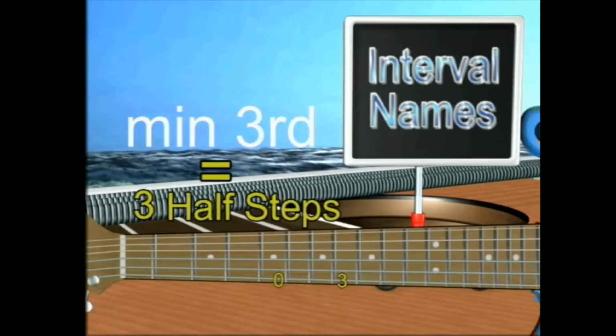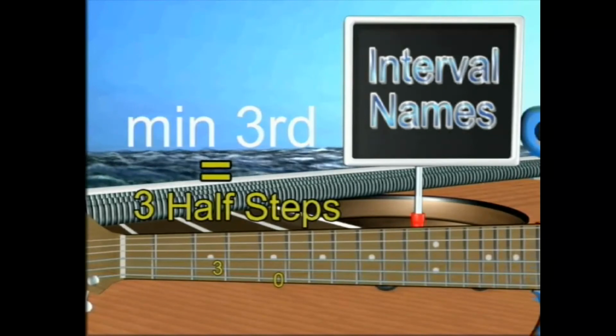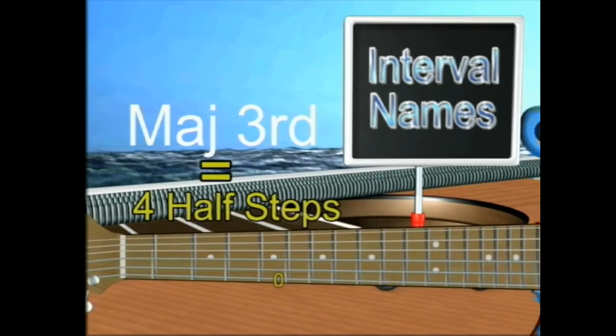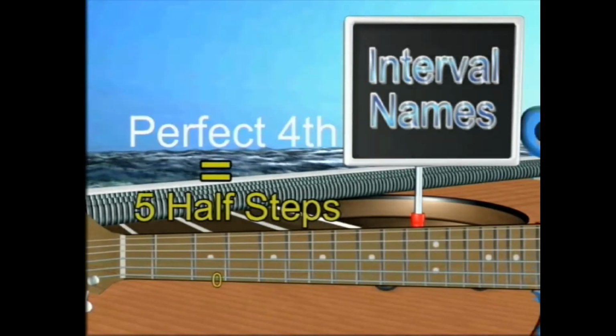3 half steps is a minor third. 4 half steps is a major third. 5 half steps is a perfect fourth.